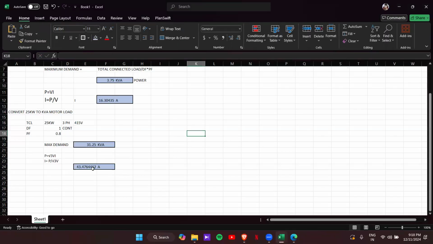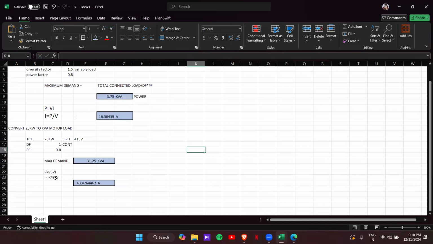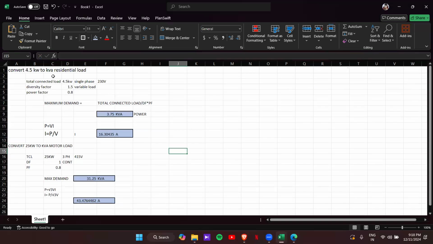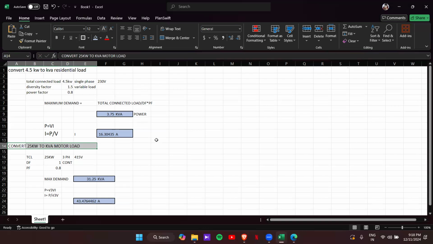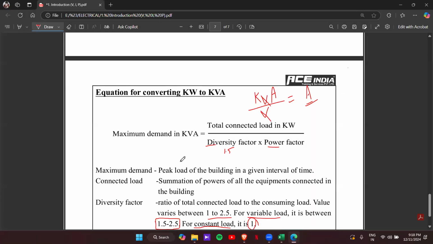So that's how you calculate the ampere rating for a three-phase load. Single phase and three phase, the concept is the same. Only the equation has a slight change: we add a root 3 here, then the voltage will be 450. That's it. So that's our maximum demand and power calculation. Clear? Any doubts?